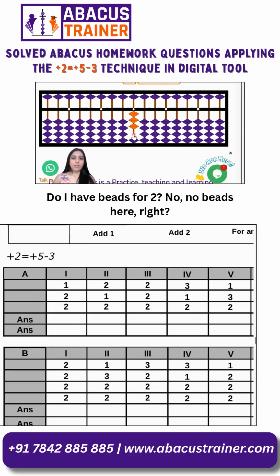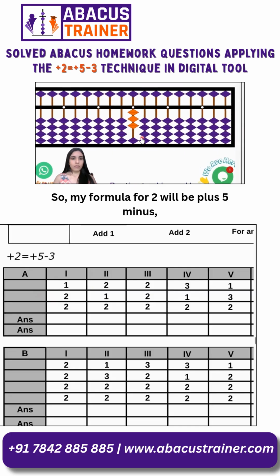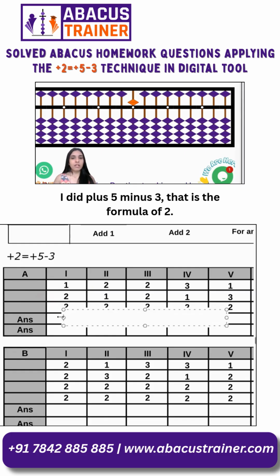Do I have beads for 2? No, no beads here, right? So my formula for 2 will be plus 5 minus 3. Okay, what did I do when I didn't have beads for 2? I did plus 5 minus 3, that is the formula of 2. Why is 5 minus 3 the formula of 2? Because 5 minus 3 is 2 only. So 2 equals 2. Since I am not able to add 2 directly, I am adding it indirectly.